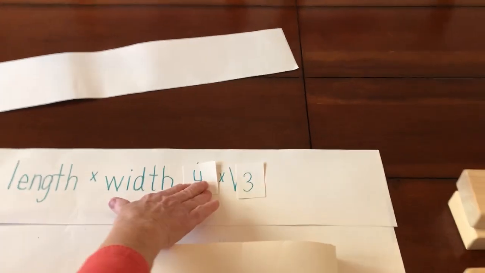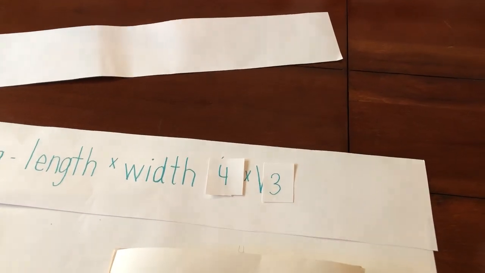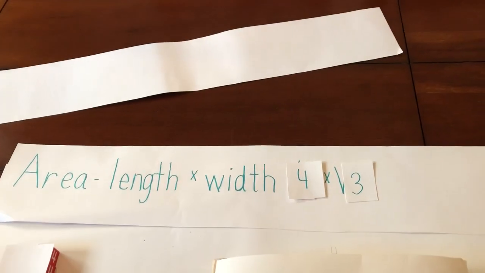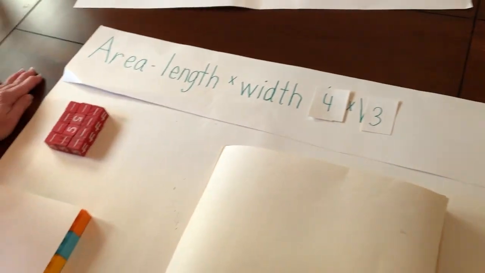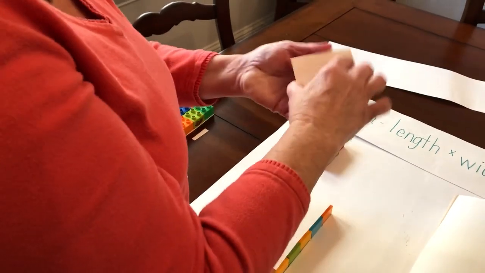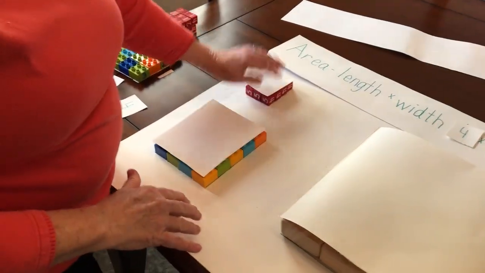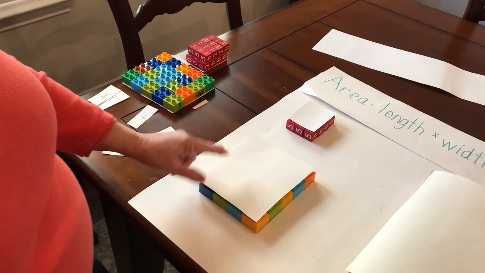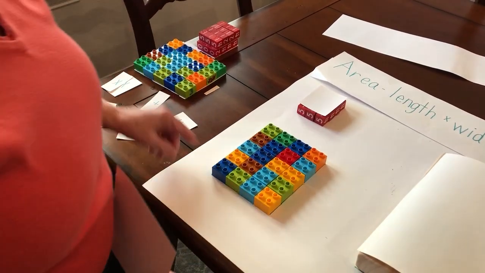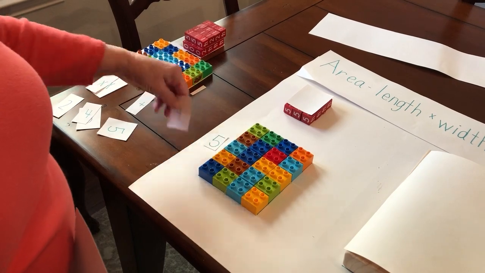So now we're not adding, we're multiplying. Sarah, what is 4 times 3? 12. That is correct. So 12 cubes is the surface of this shape, how much surface it takes up. And now let's do this one. You told me that this was 5 and this was 4.